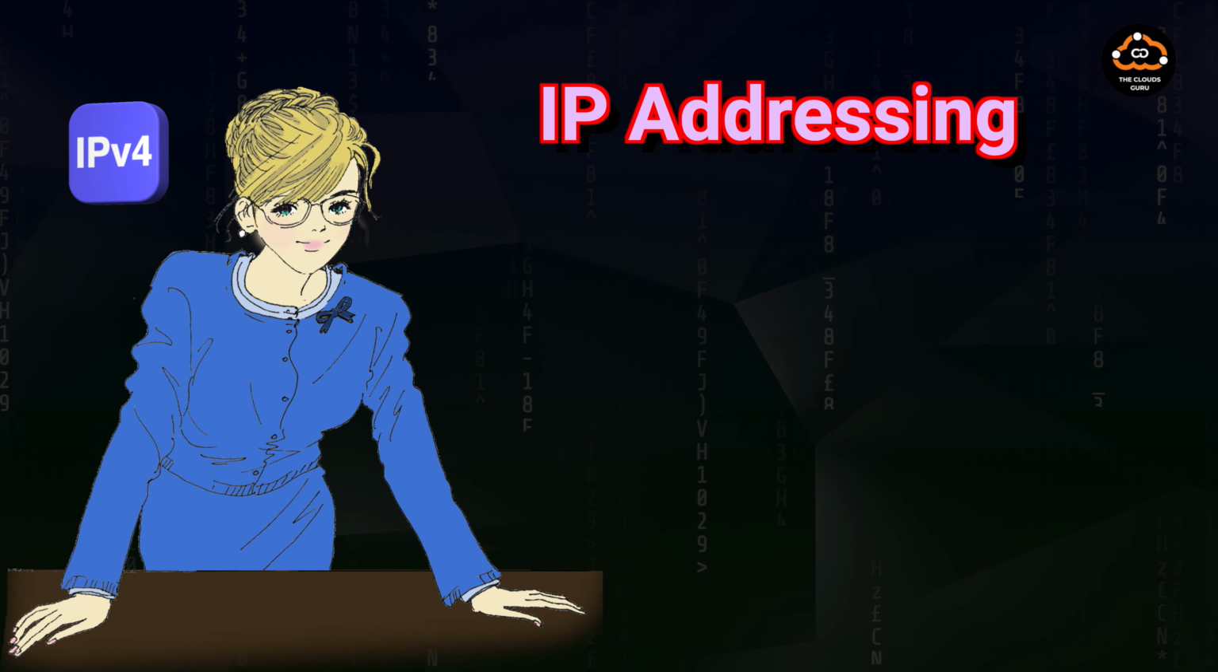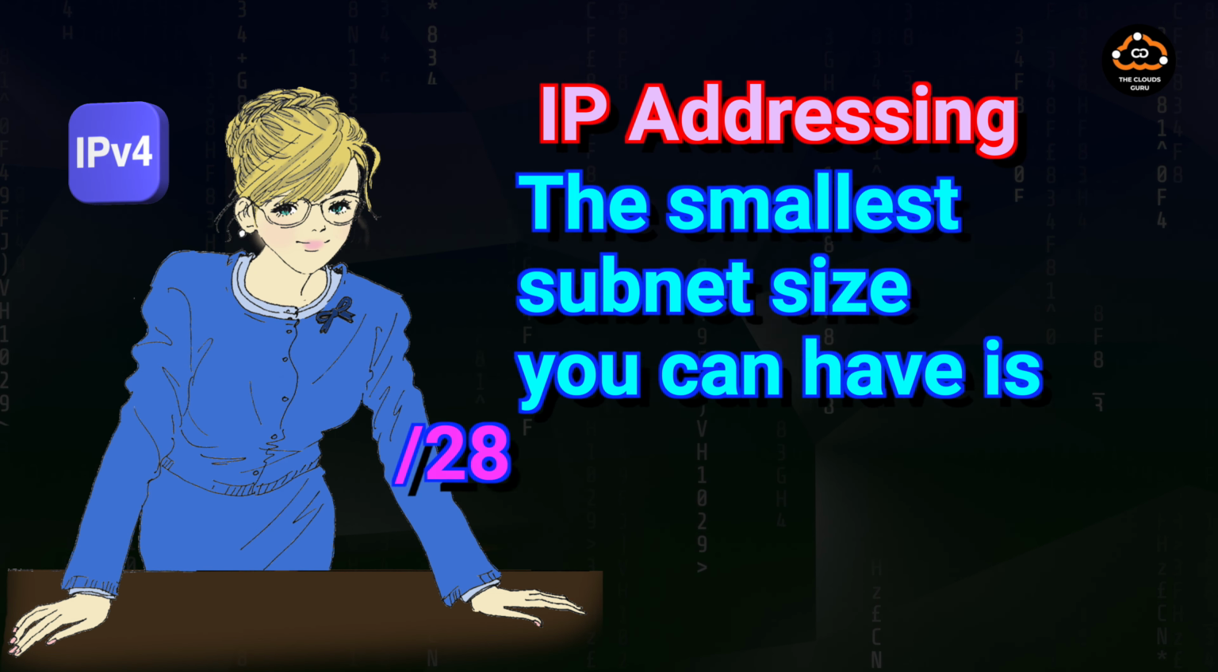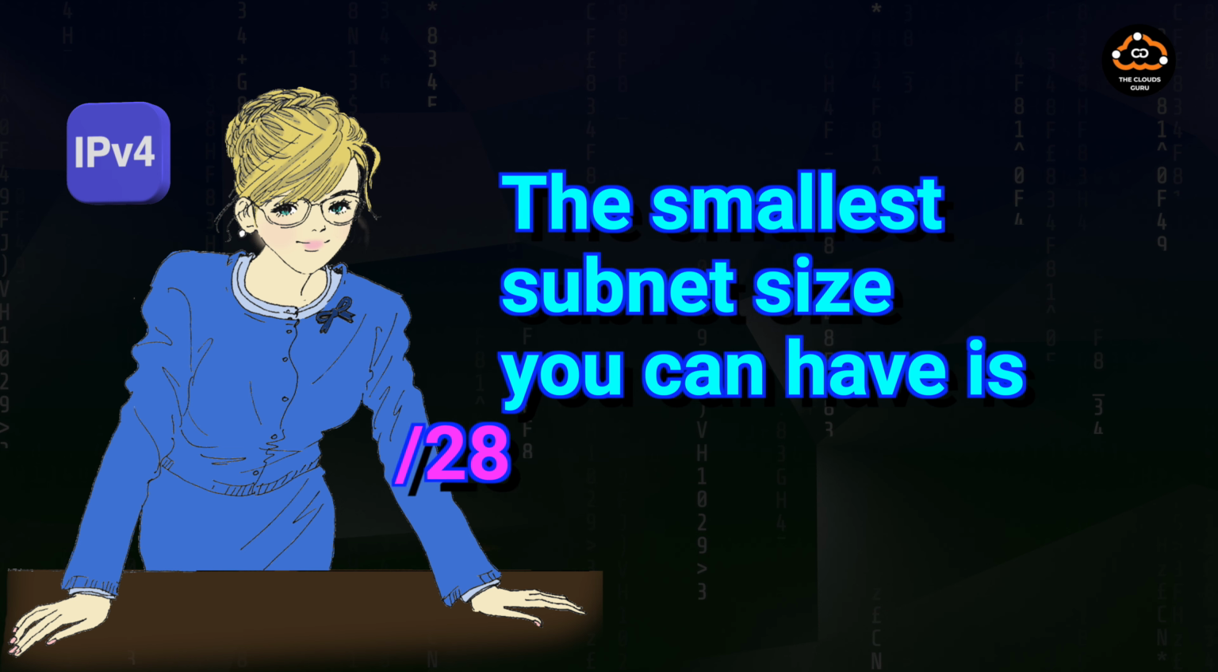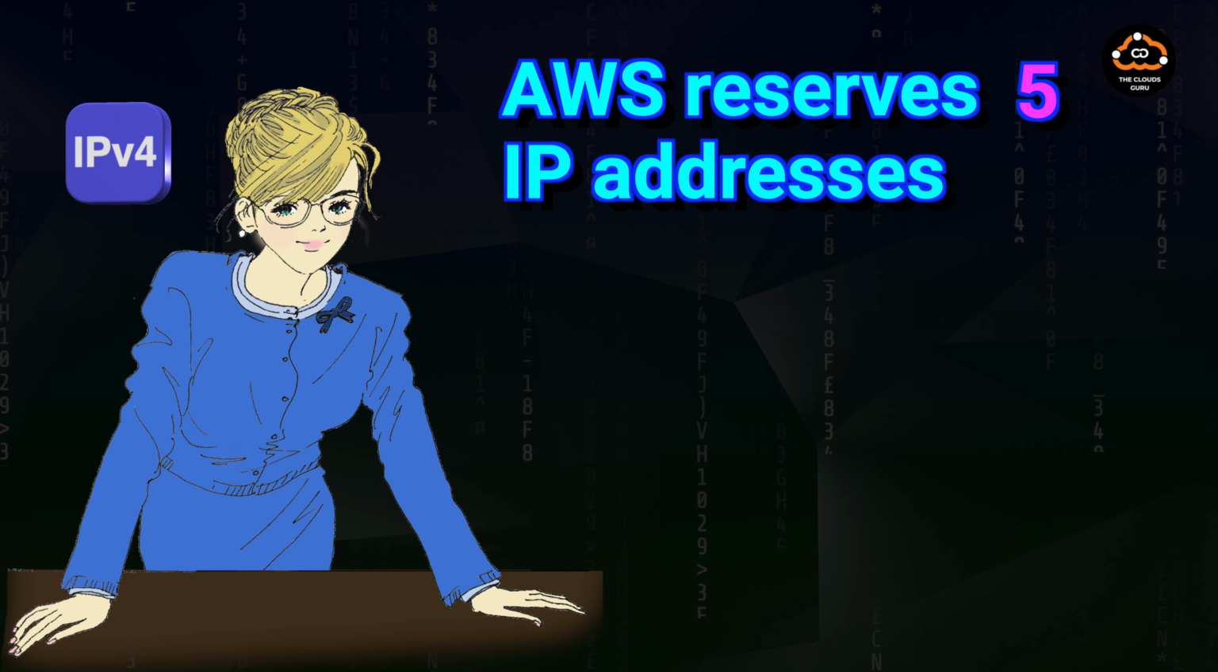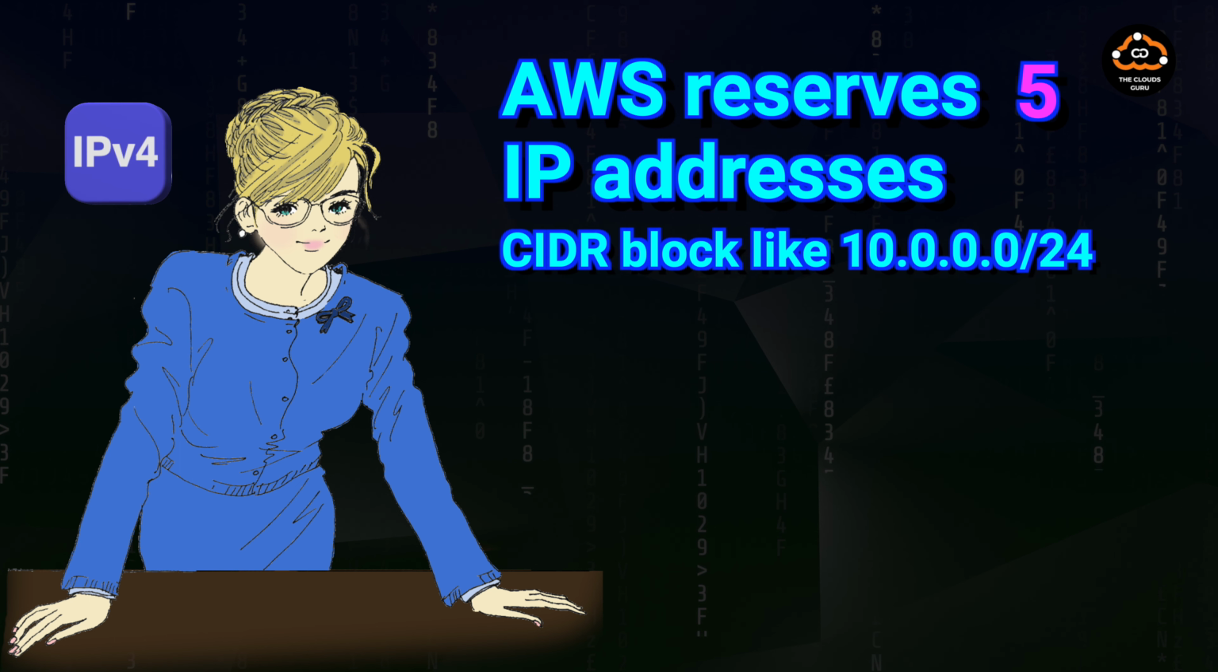Let's delve a bit deeper into IP addressing. IPv4. The smallest subnet size you can have is /28. However, not all IP addresses within that subnet will be usable. AWS reserves 5 IP addresses. For instance, in a /24 CIDR block like 10.0.0.0/24.